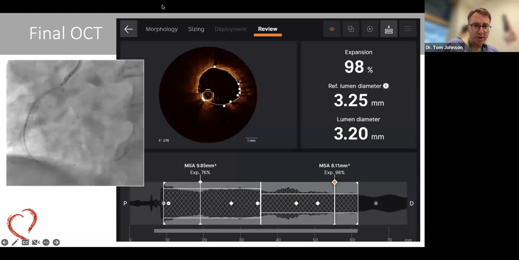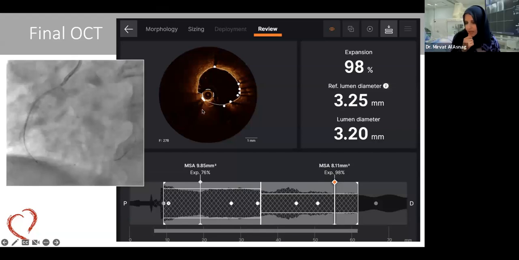So I can see there's something in the chat. Yeah, so I think they're asking you, when you see this much dissection, are you still comfortable with OCT?